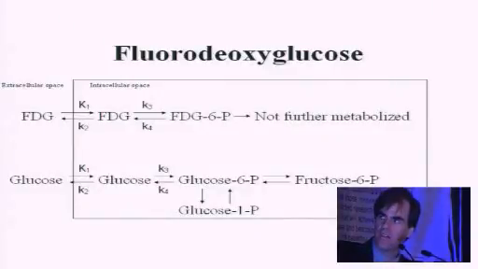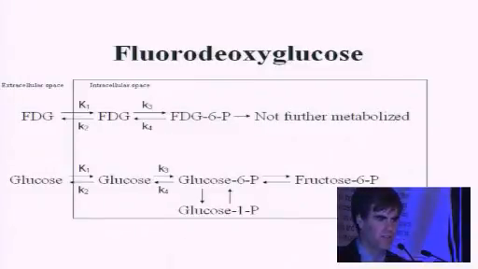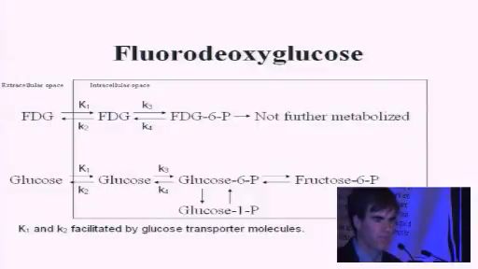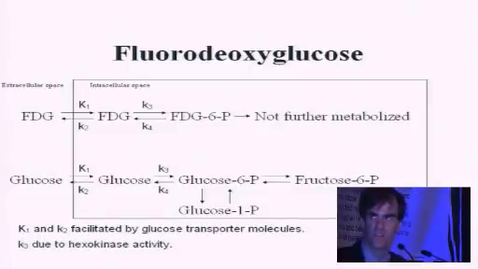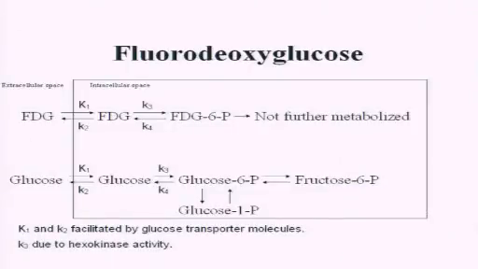So you have glucose and FDG in the extracellular space that enter the cell through the glucose transporter molecules, and FDG is phosphorylated into FDG-6-phosphate due to the action of hexokinase. The main difference between FDG and glucose is that it is not further metabolized in the glycolytic pathway. So this results in the retention of FDG in the cells. But there is a small amount of FDG that can be dephosphorylated by glucose-6-phosphatase and exit the cell again.